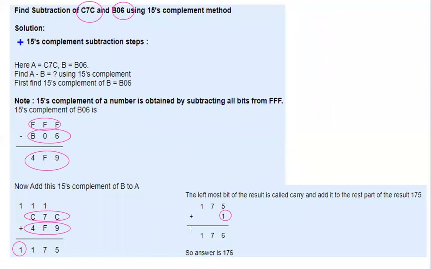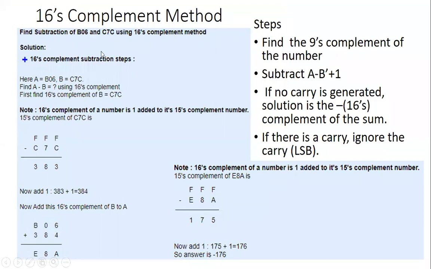So I should add the carry, and the solution will be a positive solution. So this is the 15's complement method. Now the next is, let us see the 16's complement method. In the 16's complement method, B06 is the first number, C76 is the second number.